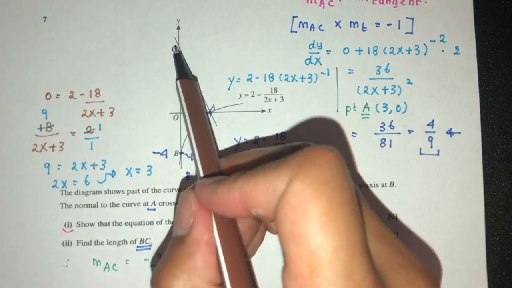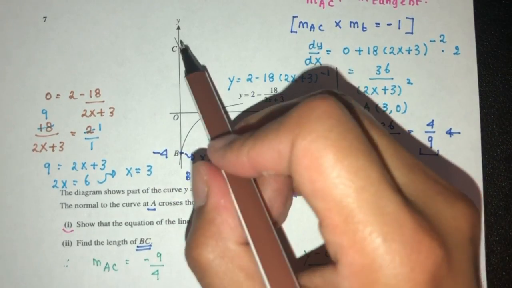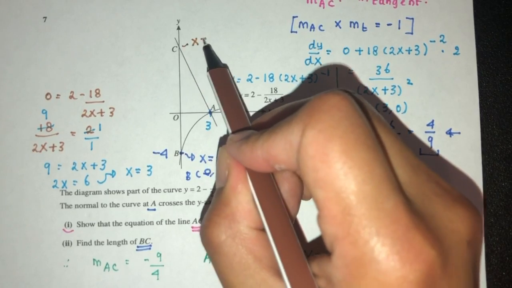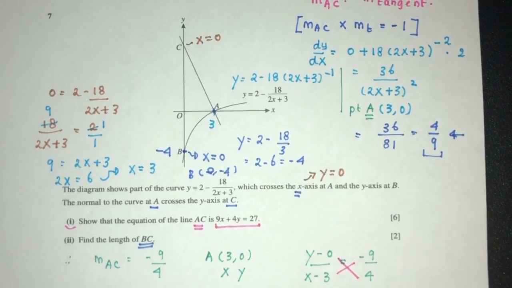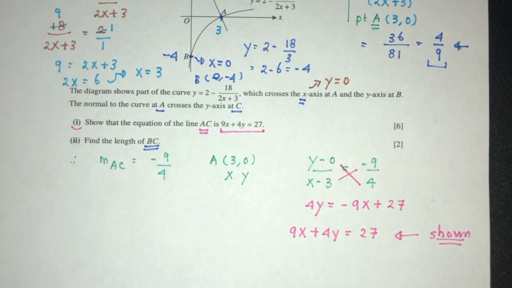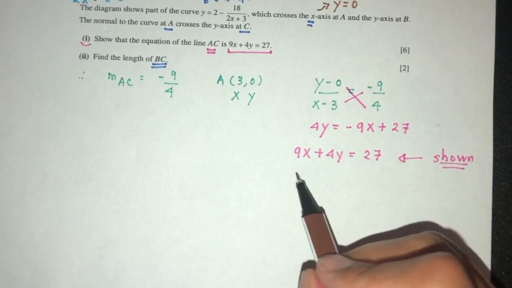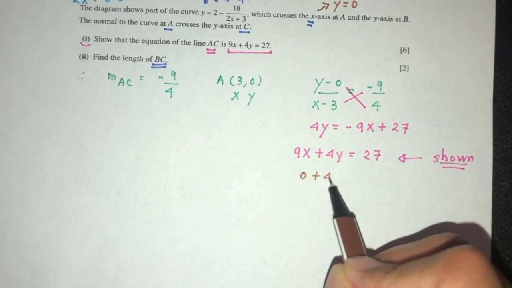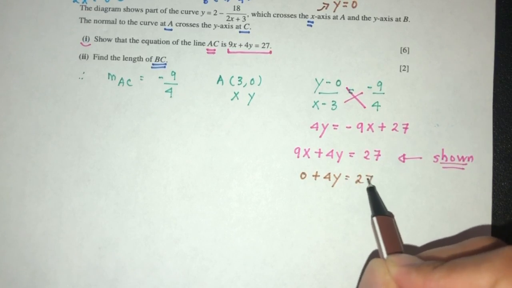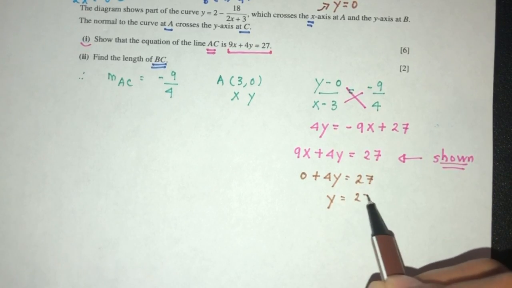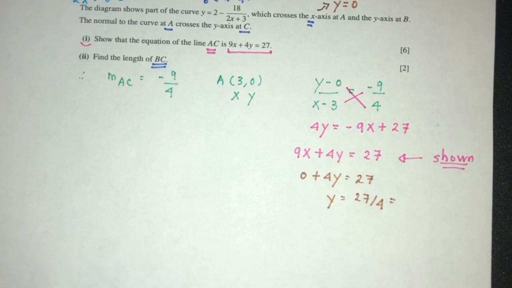Now for the point C, pretty easy as well. Again, it is on the y-axis, so the value of x has to be 0. Now we have the equation right here. Replace x is 0, so 4y has to be 27. So y has to be 27 divided by 4. That should be what?